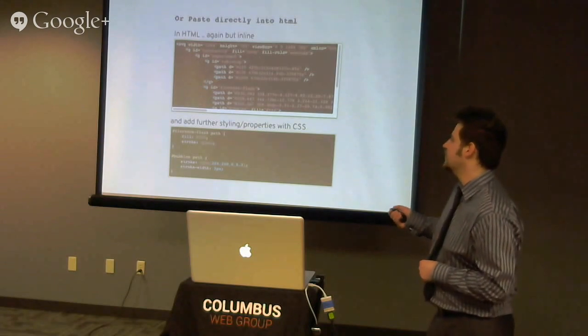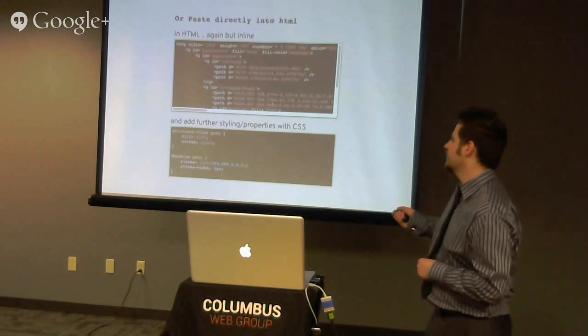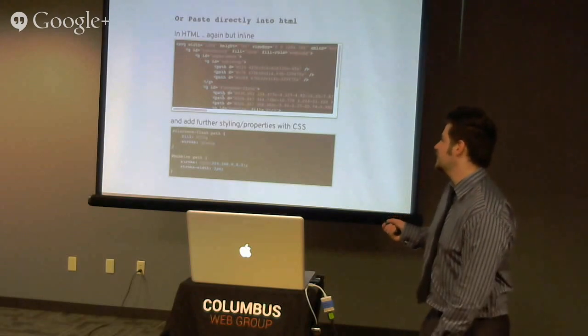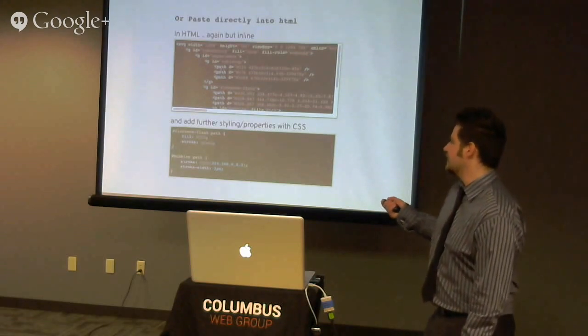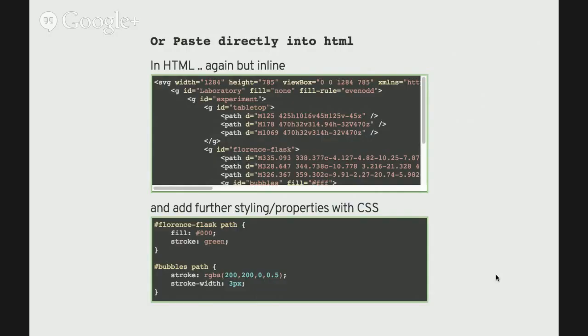We know that there's something going on. There's a table. There's some sort of chemistry flask. And then we know that each of these has paths associated with it.